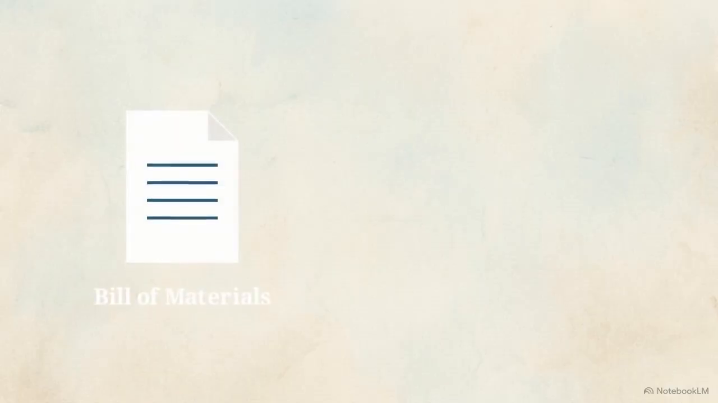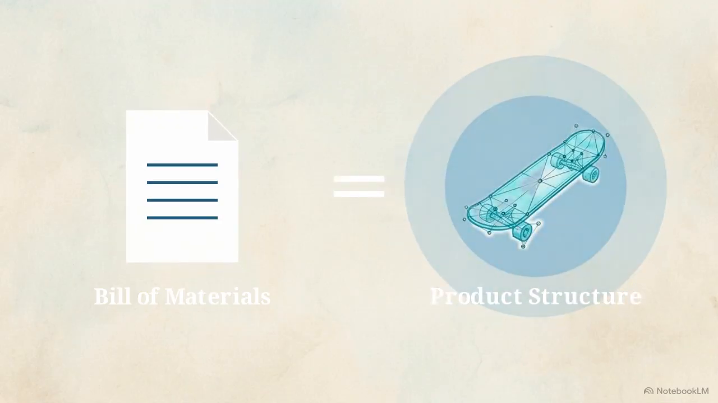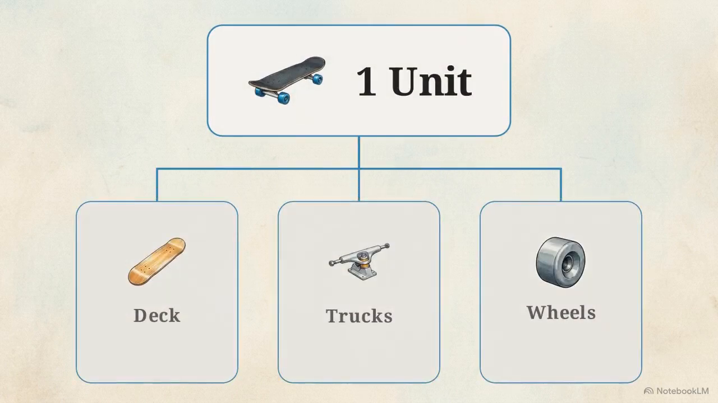You can think of the BOM as the master recipe that defines the structure of any manufactured product. The defining rule of this recipe is that it focuses on a single item. A bill of materials details the exact quantities of components required to build exactly one unit of the product, in this case, one single skateboard.